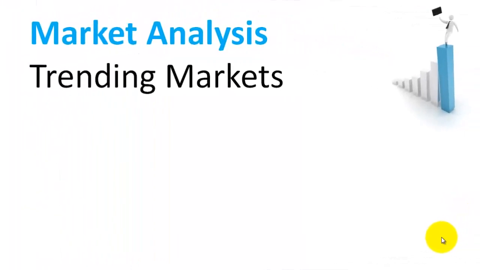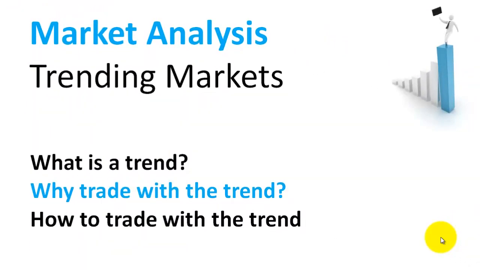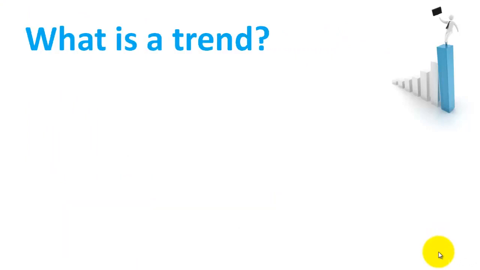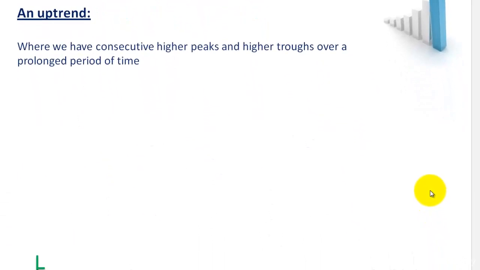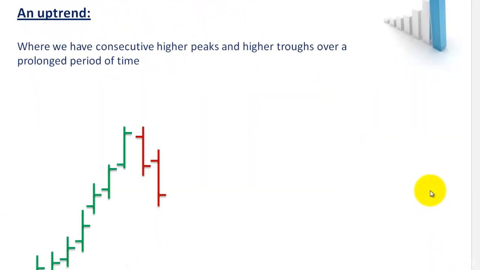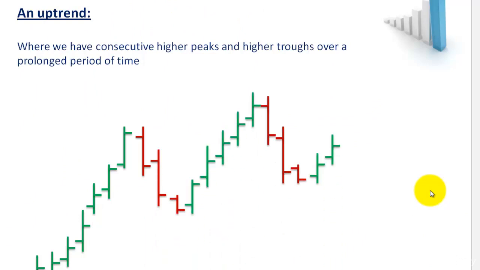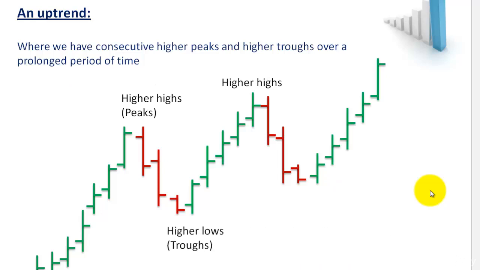Welcome to Trending Markets. What is a trend, why we trade with the trend, and how to trade with the trend is what we'll cover in this section. Getting straight to the point, an uptrend is where we have consecutive higher highs and higher lows. We have cyclicity making higher peaks and higher troughs. This is what we call an upward trend, and we look to buy after the retracement, buying the dips in advance of a higher high.